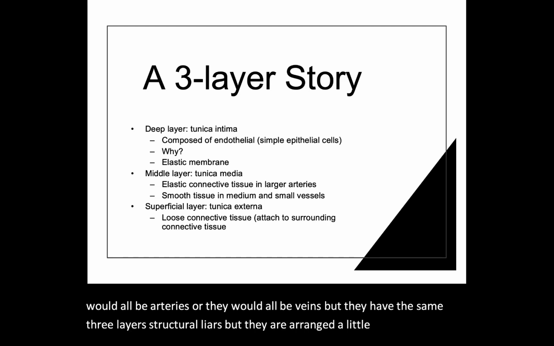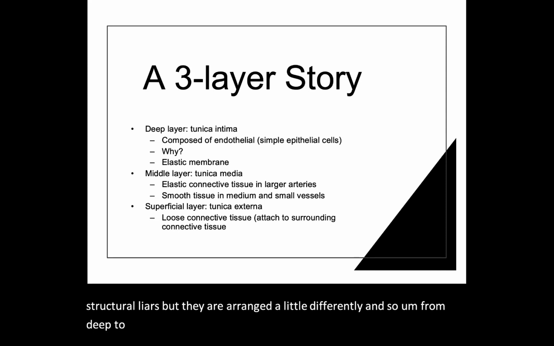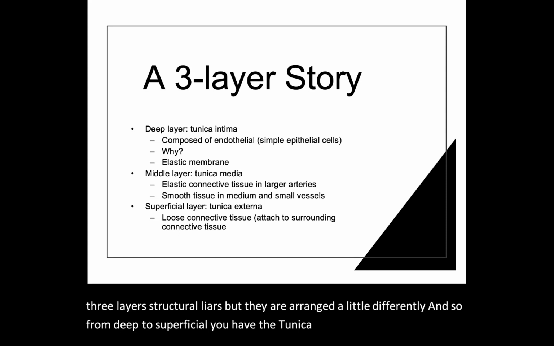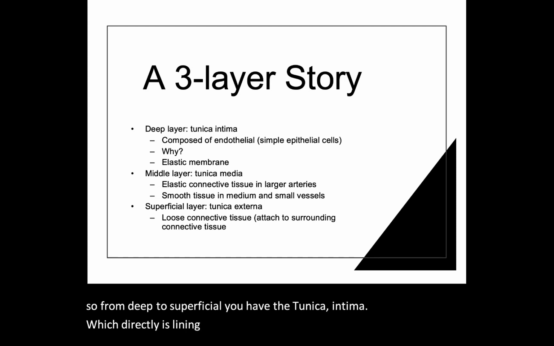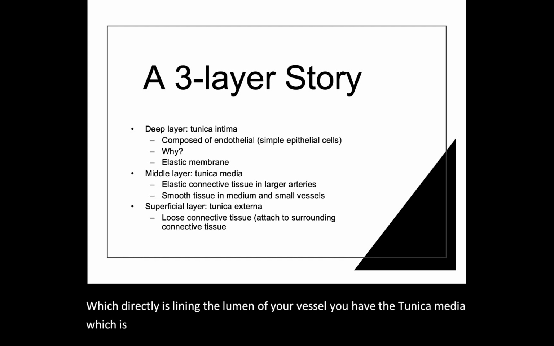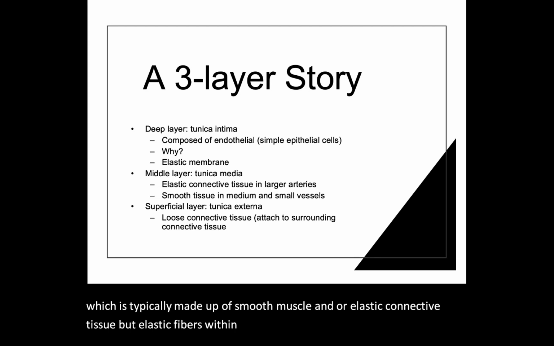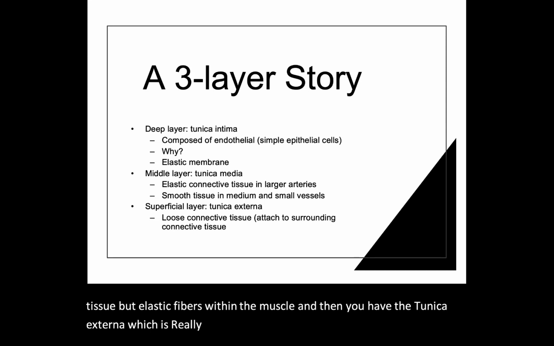And so from deep to superficial, you have the tunica intima, which directly is lining the lumen of your vessel. You have the tunica media, which is typically made up of smooth muscle and elastic fibers within the muscle. And then you have the tunica externa, which is really a loose connective tissue, almost like an areolar connective tissue, that is surrounding the overall vessel.